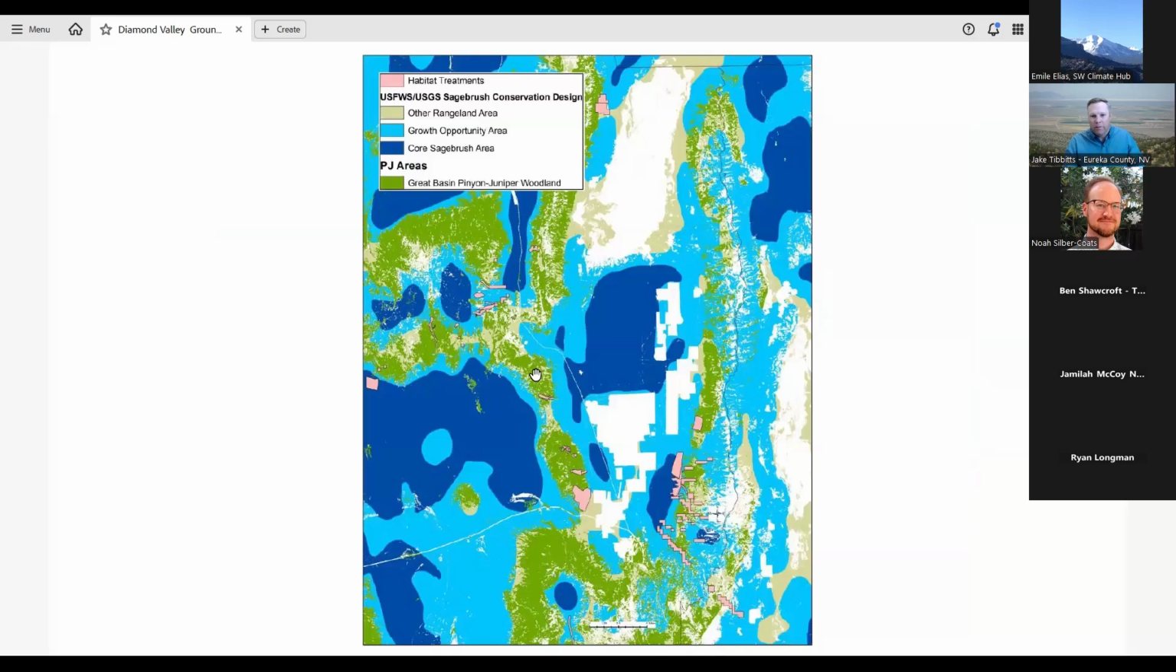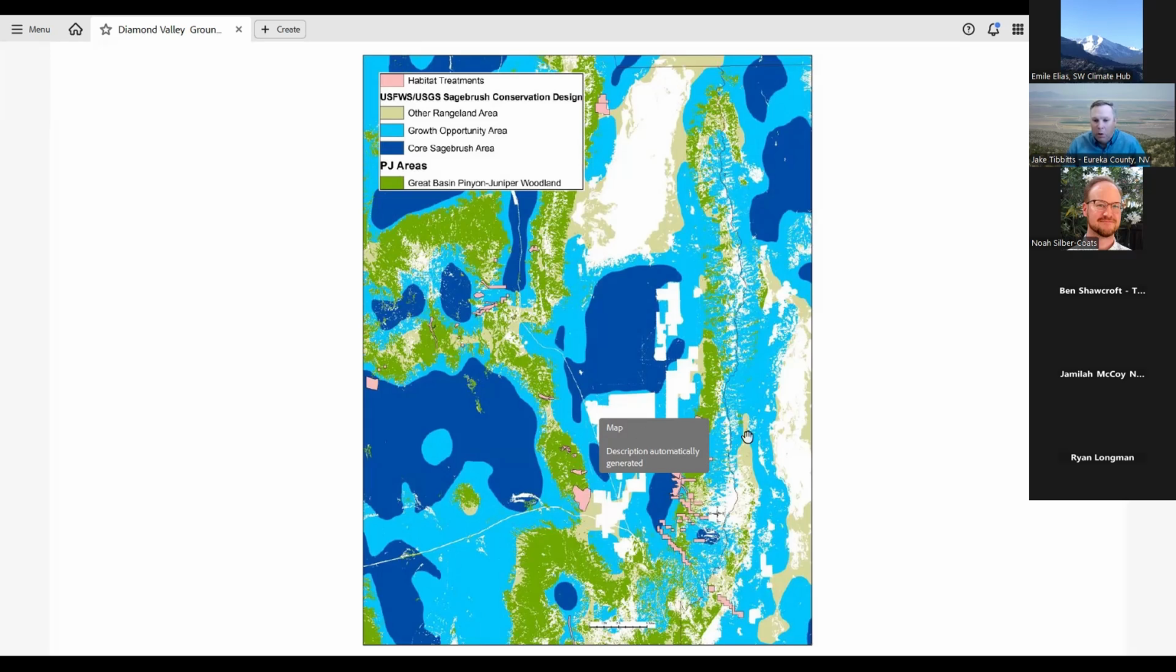Don't need to get into a lot of details of this. I just thought it was interesting to show that this is the Diamond Valley area. The map here shows the Fish and Wildlife Service and USGS sagebrush conservation design data set, showing core sagebrush areas, growth opportunity areas for sagebrush and other rangeland areas. And then I also put on this some of the pinyon and juniper areas that we have been working in. All the pink, if you can see that, those are all the habitat projects we have done where we've pulled in literally hundreds of thousands of dollars through various partners to implement a lot of these projects to benefit sage grouse, to benefit mule deer, to benefit other wildlife, and to also benefit the hydrology.